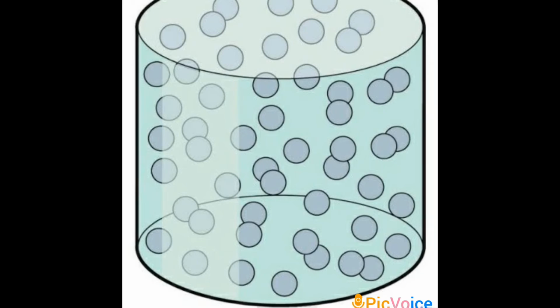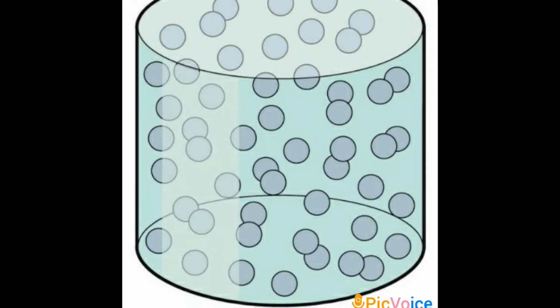Now I will tell you about liquid. Matter in its liquid state takes the shape of the container in which it is kept. Liquids can flow, they can be poured and even spilled. Water is a liquid. It occupies space and therefore has volume. It takes the shape of the container in which it is kept.